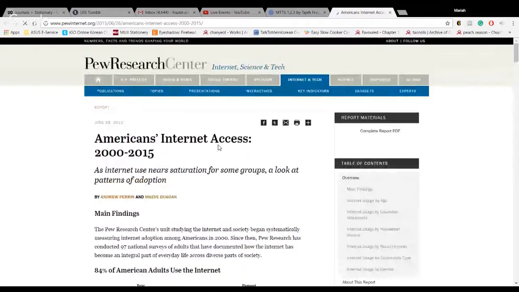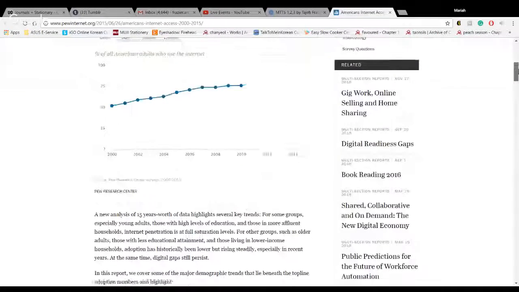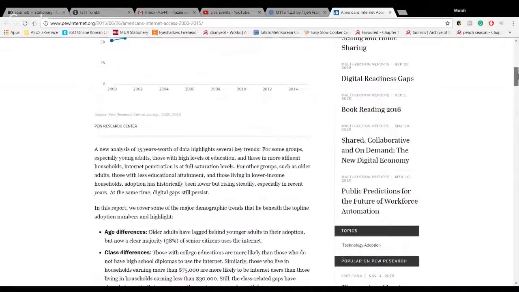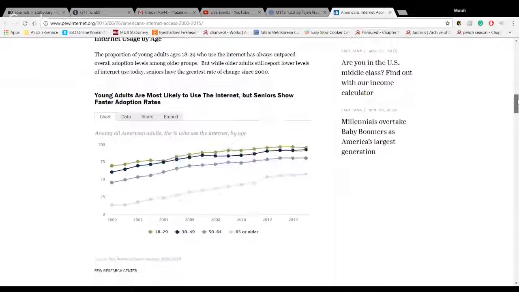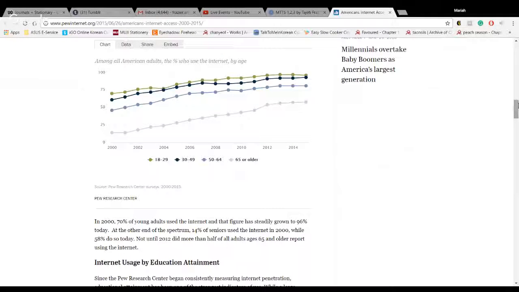So I have a link to a website where they provide facts and statistics on the use of technology in America. So about 84% of all American adults use the internet. But some factors that can change these results are age differences, class differences, racial and ethnic differences, as well as community differences. So as you can see in this first graph, young adults are more likely to use the internet, but older people are rapidly getting used to the new technology and learning how to use it.